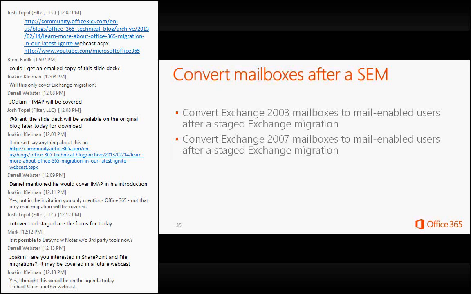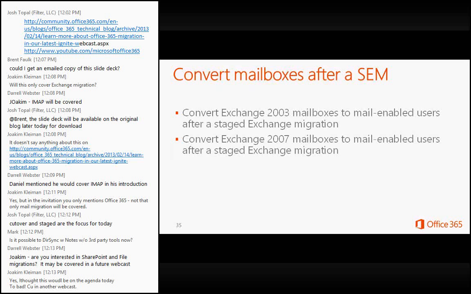And pretty much the last slide, I think, is what I mentioned earlier. So although we stamp the on-premise object with the target address, we don't actually convert the on-premise object to a mail-enabled user when we're using a staged migration. We do when we're doing a hybrid, but we don't when we're doing the staged migration.